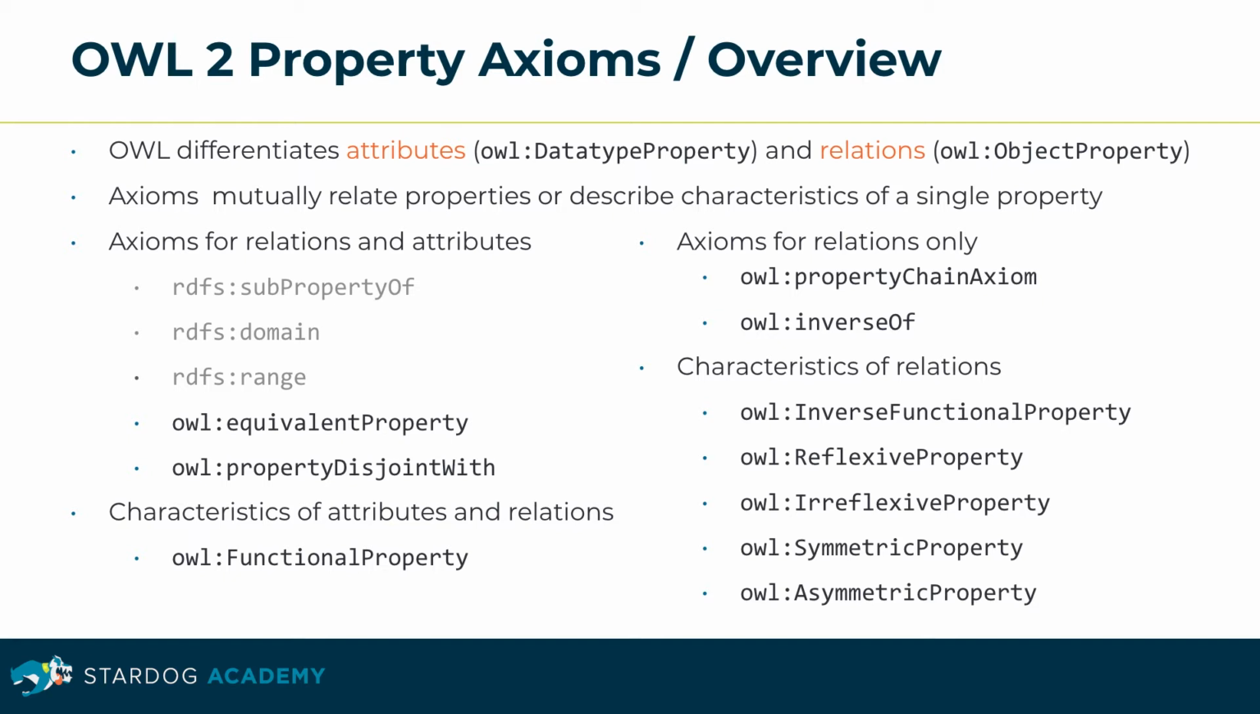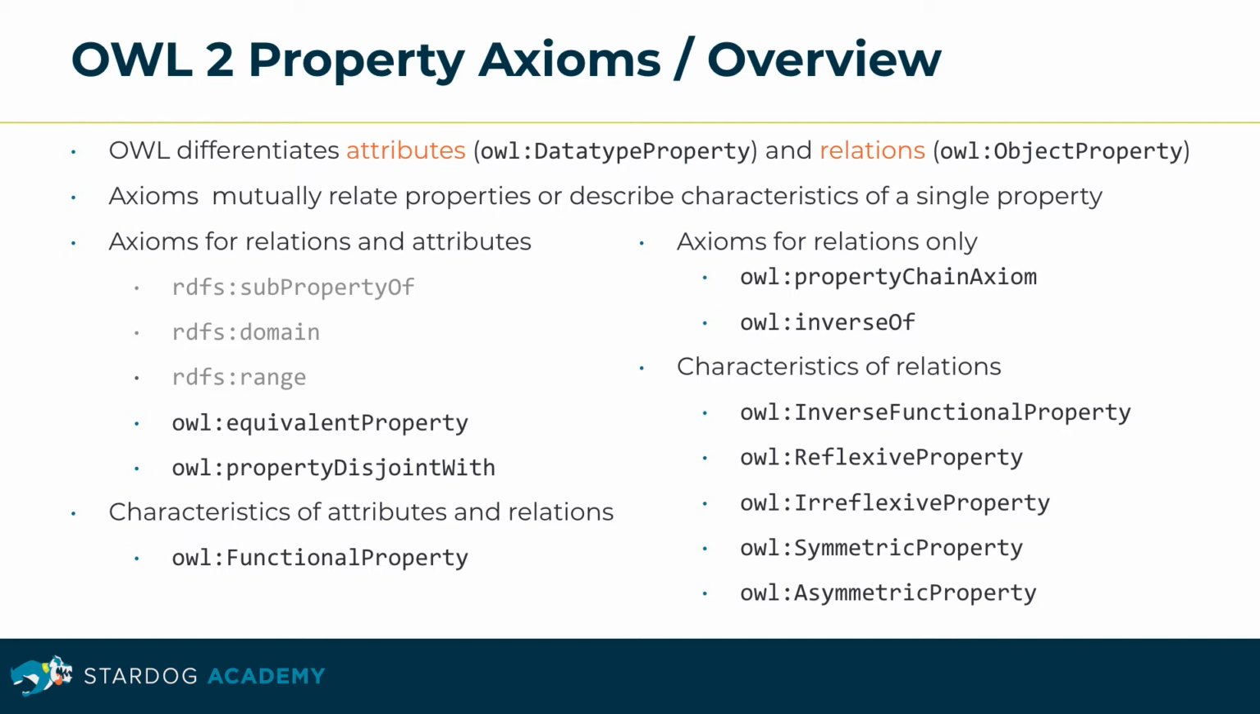As mentioned in the introduction, OWL differentiates between attributes that accept literal values and relations that link resources. OWL axioms either define properties relative to other properties, for example to state that they are equivalent, or they express the nature of a single property, such as being unique. Depending on property type, some axioms apply to both attributes and relations, some only to relations due to nature of the RDF graph. The inverse of axiom, for example, flips the direction of a relationship, making the original range class the domain of the inverse relation.